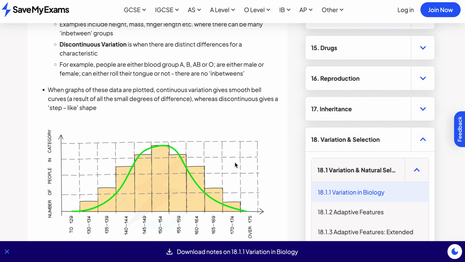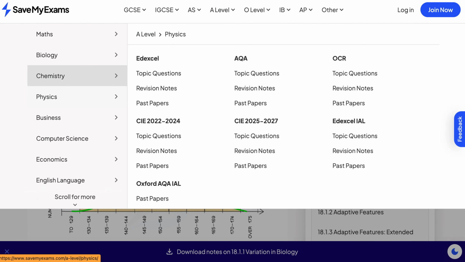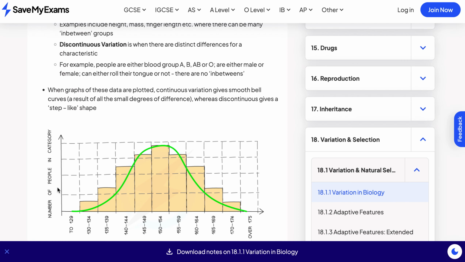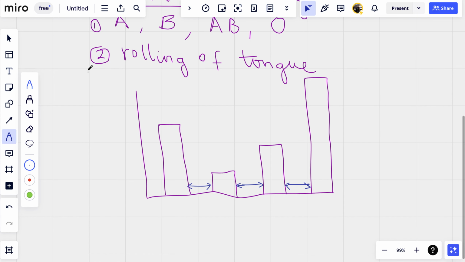Okay, let's see if we have more examples that we can highlight here. Whether you're a male or female is also a type of discontinuous variation. Another example is gender, which is being a male or female. So I will just use the word gender.